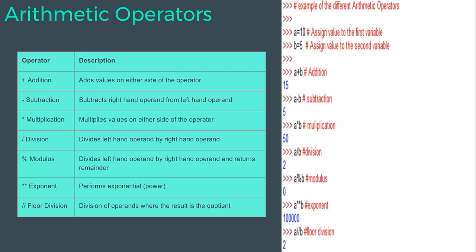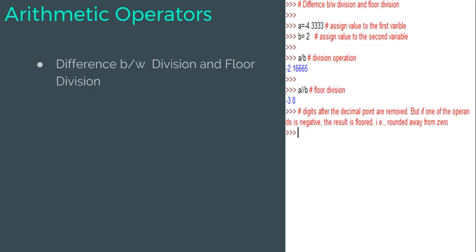The same way the floor division operation, the result will be the quotient. a floor division b, 10 floor division 5, the answer will be 2. Here you can see the a division b and a floor division b answers are the same, so you can't compare here. So what is the difference between the division operator and the floor division operator? Let's take another example.